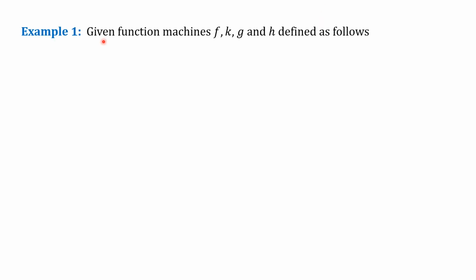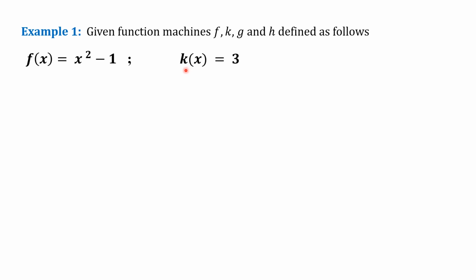For example 1, given function machines f, k, g, and h defined as follows. The function machine f is given as an equation, x squared minus 1. Let us try to evaluate at some values of x, like f of 0, by putting 0 in every x in the given function. So f of 0 is 0 squared minus 1, which is negative 1. Another is f of 3, by putting 3 for every x. So 3 squared minus 1 is equal to 8.